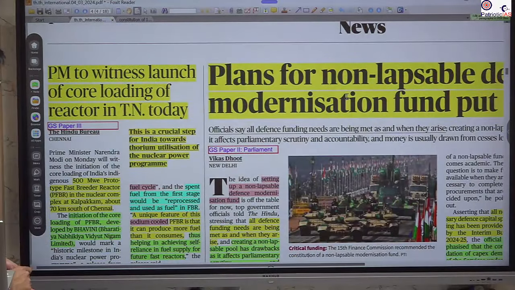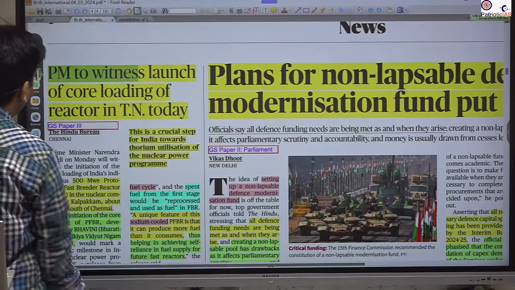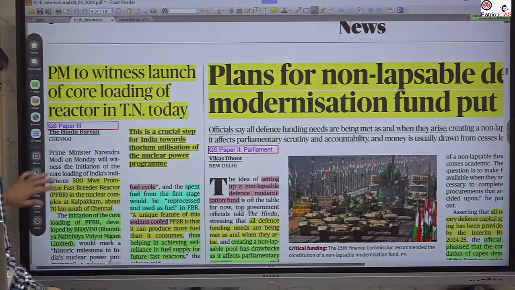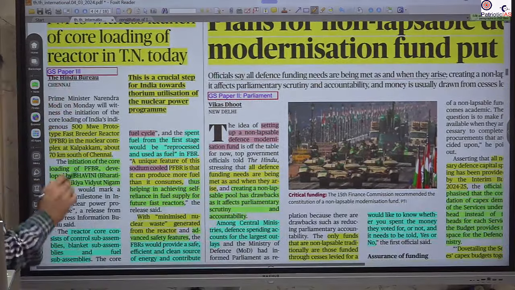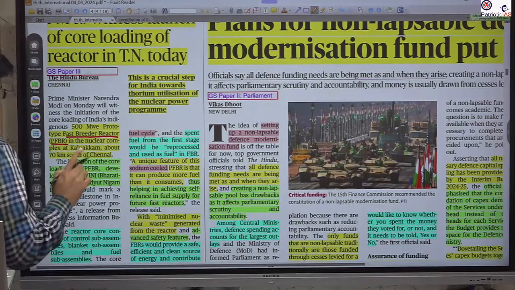The next important news that we are going to take is the PM to witness the launch of core loading of the reactors in Tamil Nadu today. So yes, what is this core loading of the reactors? This reactor is the fast breeder reactor. So what is the fast breeder reactor?